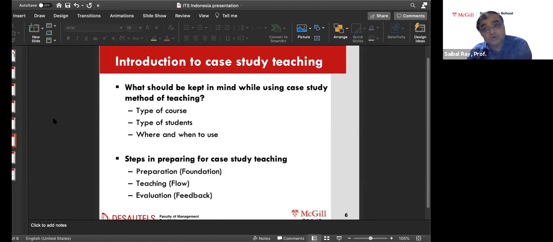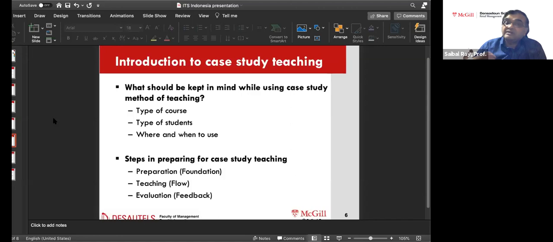So it is very important, the type of course, the type of students. And the third one is where and when to use. How many cases should you use? Where should you use them? At the beginning of the course, middle of the course, end of the course, all these types of things have to be kept in mind. So this is what we will discuss next class: type of course, type of students, where and when to use. And the next part we will discuss next class is these three parts in case study teaching.